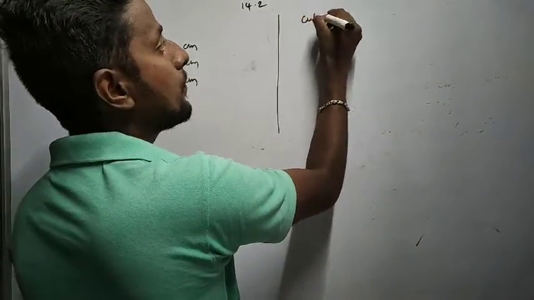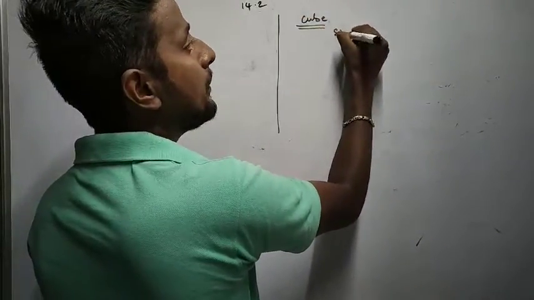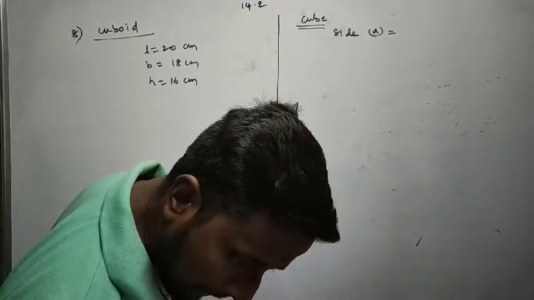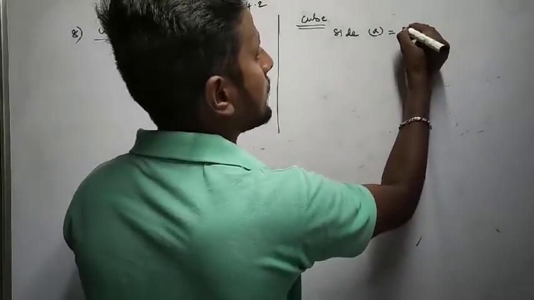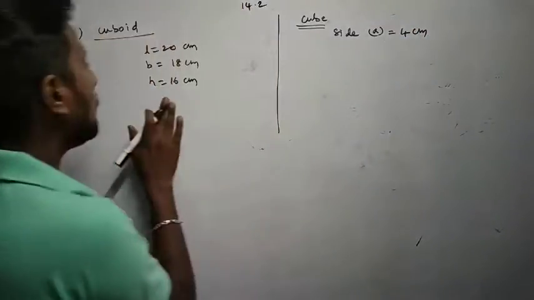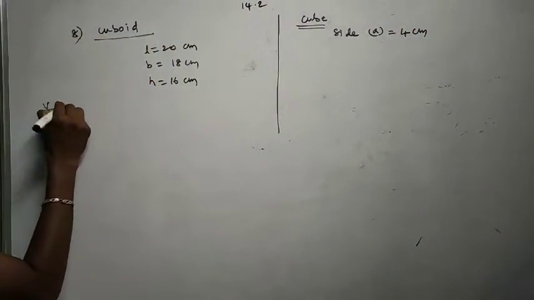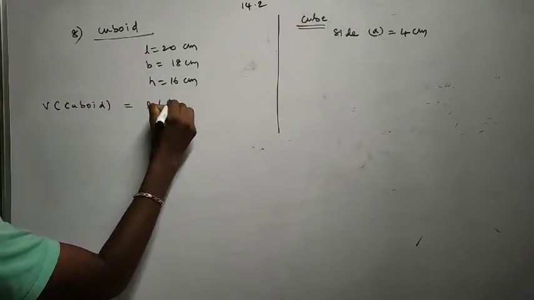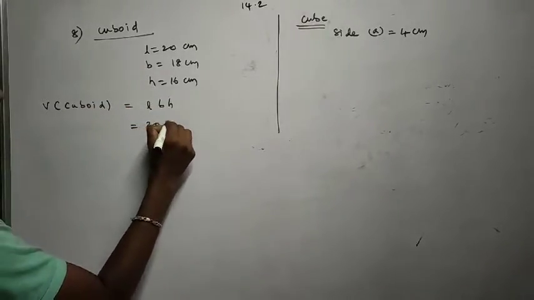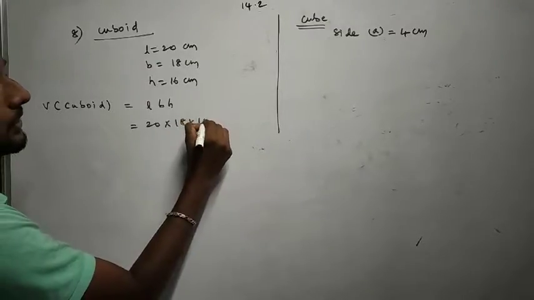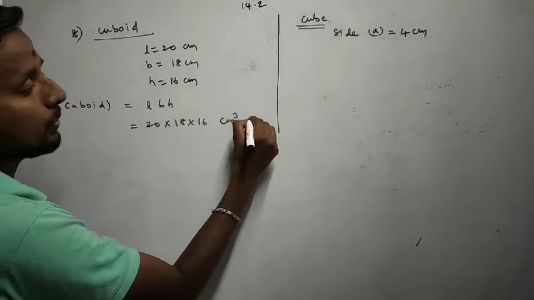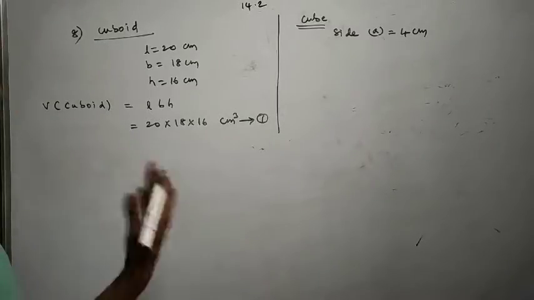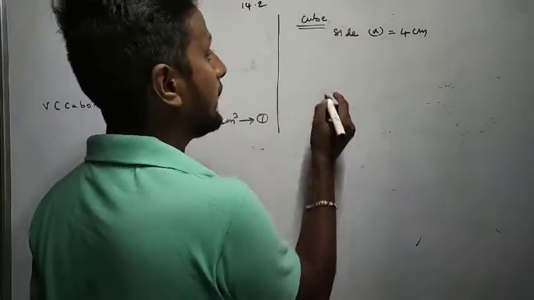Now the cube side, we know A, that's nothing but 4 centimeters, right? Now find the volume of the cuboid. Volume of a cuboid formula, L into B into H. So we'll write 20 into 18 into 16 centimeter cube. It's our equation 1. No need to multiply. If you multiply, the number gets larger, and cancellation gets hard.